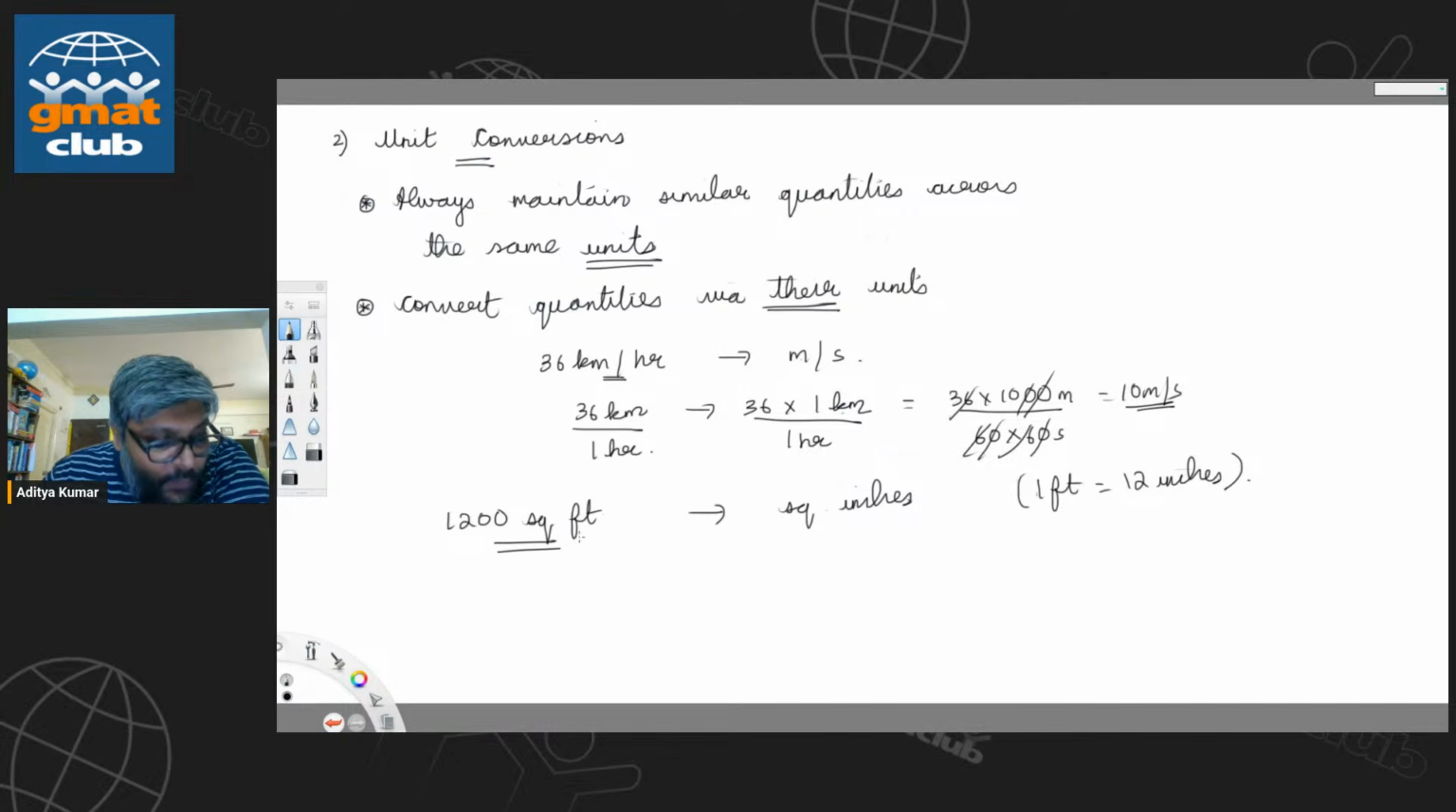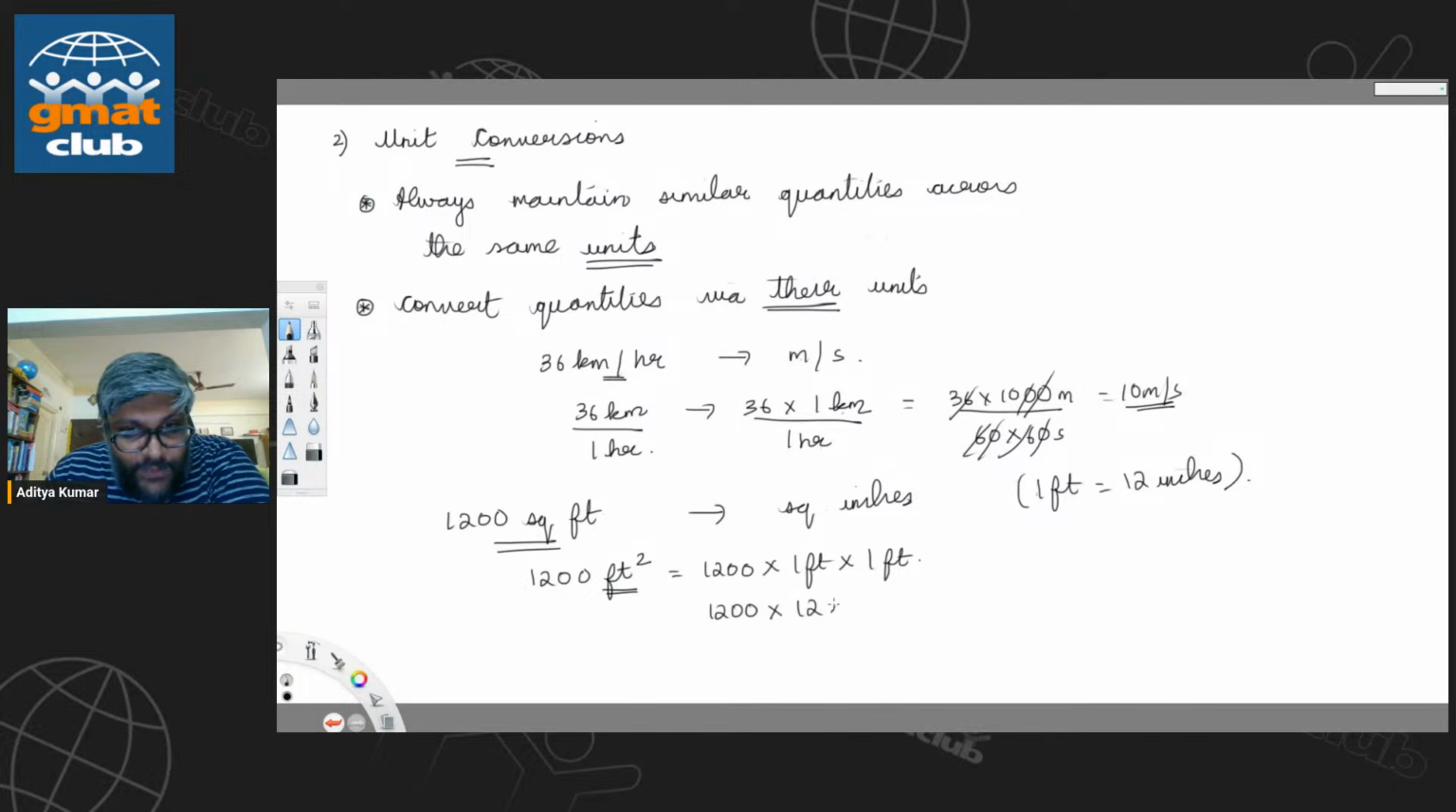Remember, understand the units well first. What does 1200 square foot mean? 1200 foot square. It's the length into the width. So basically, it's foot square. So use the units to convert. So 1200 into 1 foot into 1 foot. You see? Anytime I'm doing a conversion, I'm always doing it via the units. So 1200, 1 foot is 12 inches into 12 inches. Right? That would be 12, 12, 12, and 2 zeros. That would be my answer, square inches.